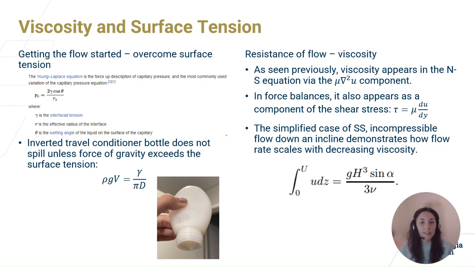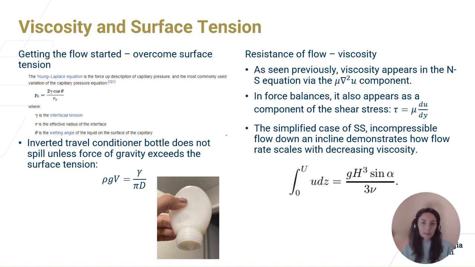So the bottle needs to be sized such that the force of gravity acting on that fluid when you invert it is greater than the force of surface tension resistance. So you can see with the example of the photo I took there that the power of surface tension in my conditioner bottle is stronger than the force of gravity.